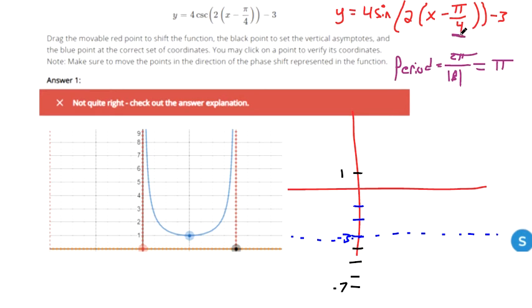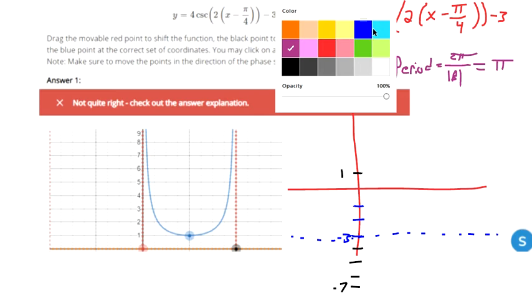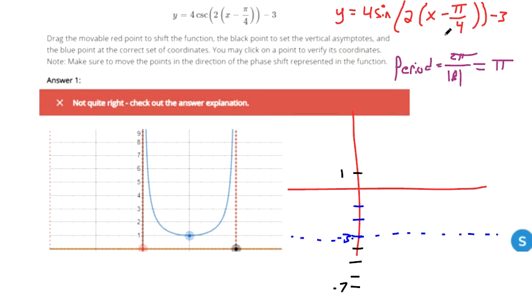But it has a phase shift. It's shifted pi over 4 units to the right. And that's kind of opposite of what we're thinking, so just remember, with phase shift, if it's minus pi over 4, you actually go pi over 4 units to the right.